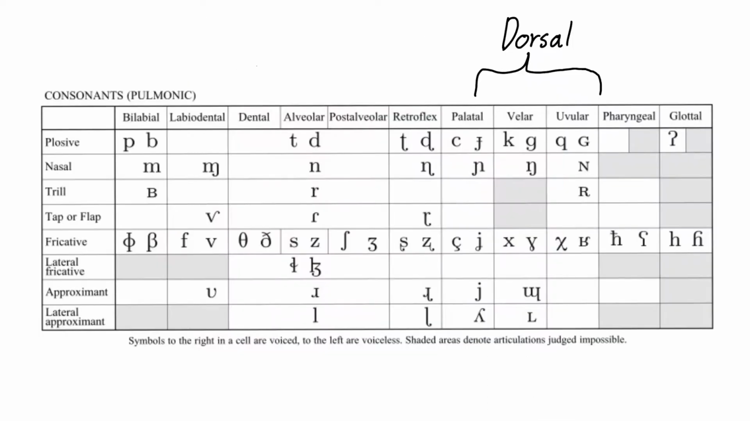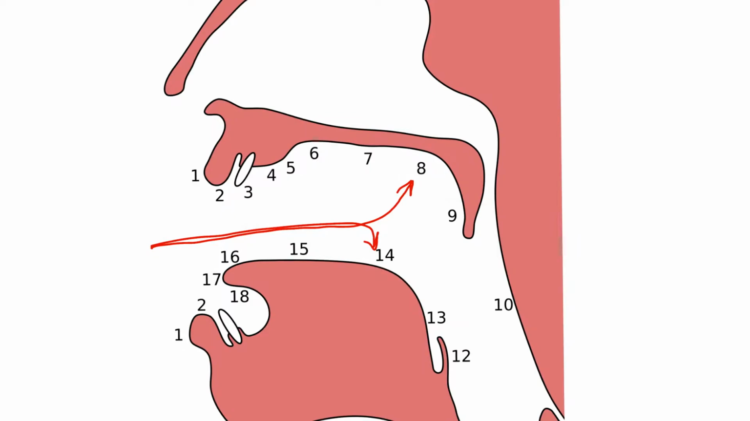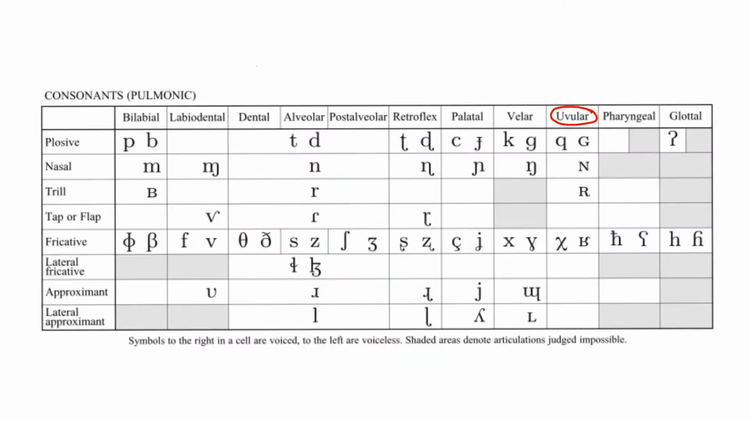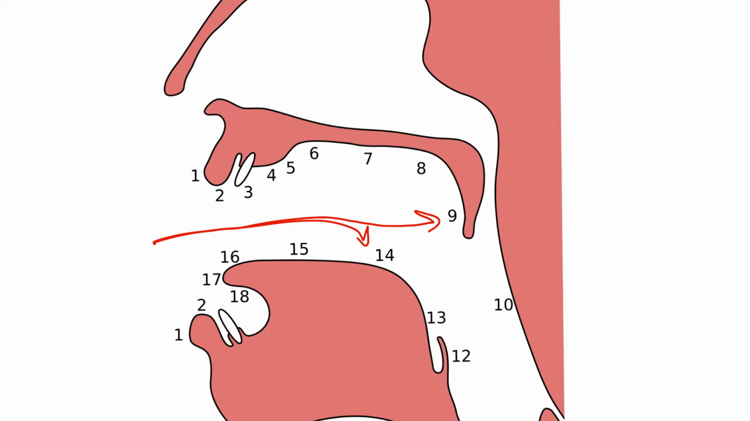Now, we have the dorsal consonants. Velar consonants are articulated with the back part of the tongue against the soft palate, the back part of the roof of your mouth. Uvulars are articulated with the back of the tongue against or near the uvula.